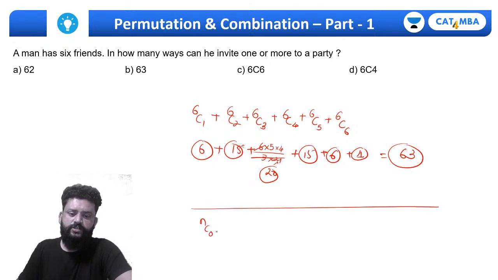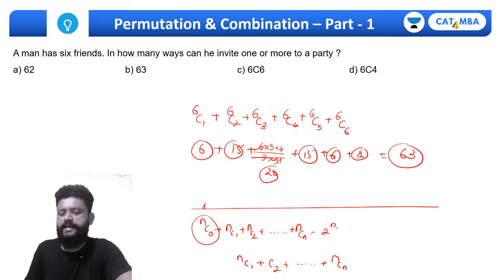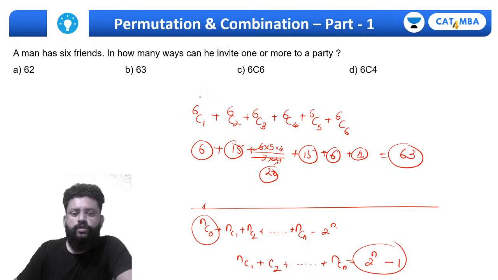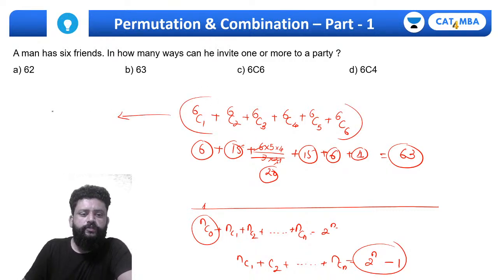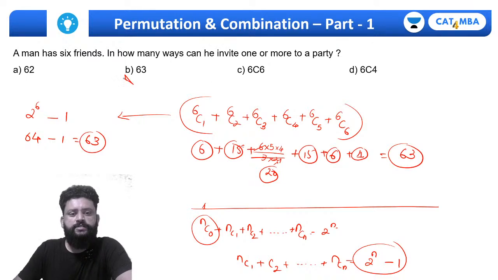Always remember NC0 plus NC1 plus NC2 plus and so on till NCN. This addition is always equal to 2 to the power n, and NC0 is 1, so we can modify the formula as NC1 plus NC2 plus and so on till NCN. This addition will be 2 to the power n minus 1. So if you want to add this, the shortcut is we can do 2 to the power 6 minus 1. 2 to the power 6 is 64, minus 1 we get 63. That is the answer option.